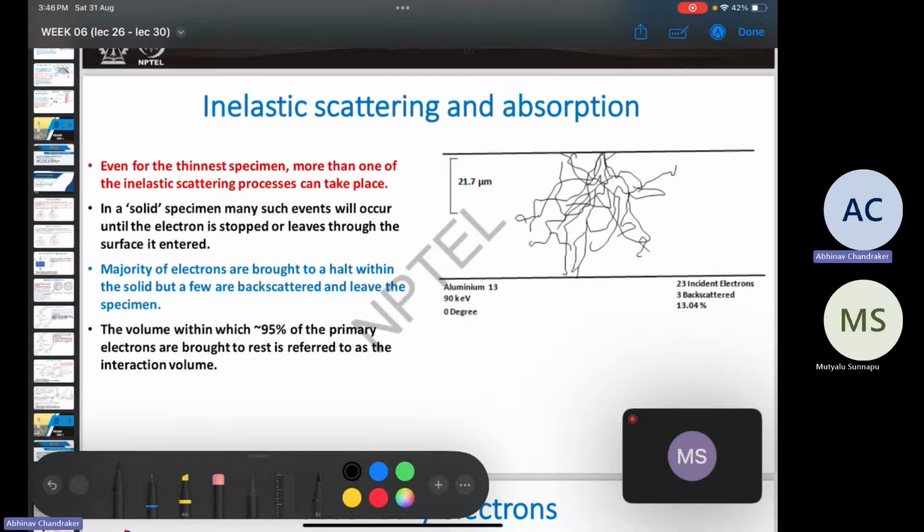So this is a Monte Carlo simulation which we have discussed earlier also. Here you can see that no trajectory is going in a straight line. There are all kinds of curviness we are seeing. So multiple scattering phenomena occur for every electron. That is what we expect. And because of this, we get all sorts of signals. The volume within which the majority of the electrons have lost all their energy is called the interaction volume.